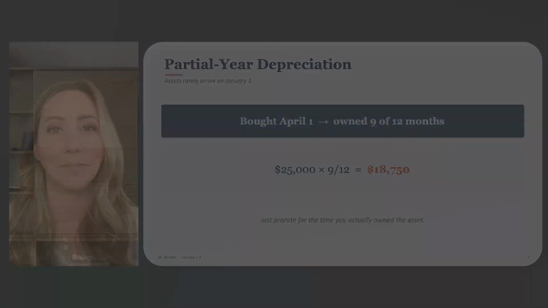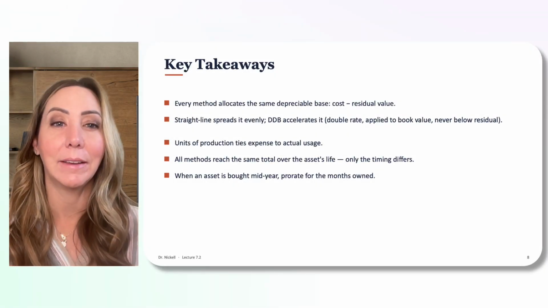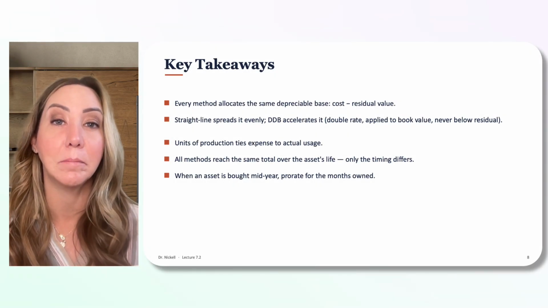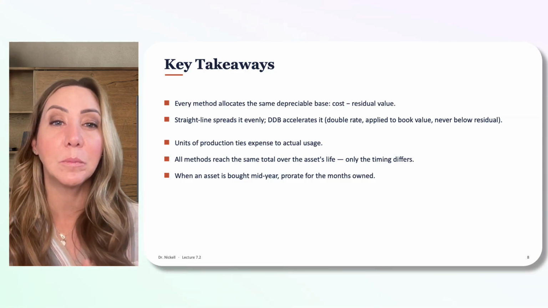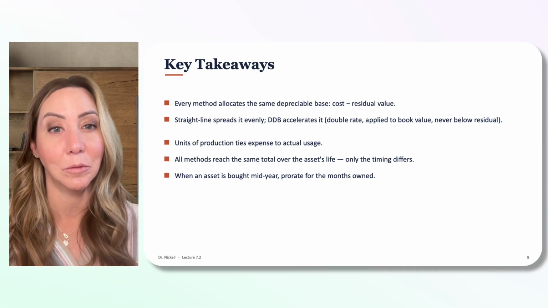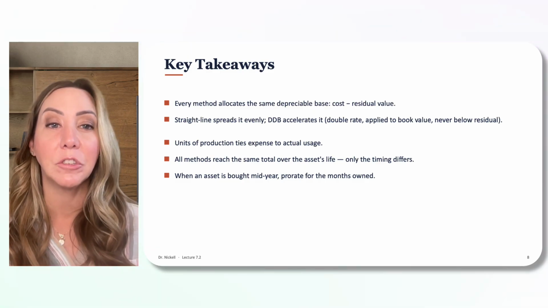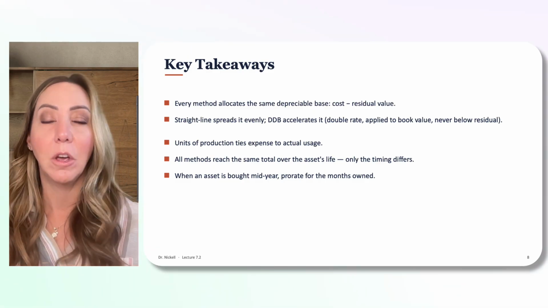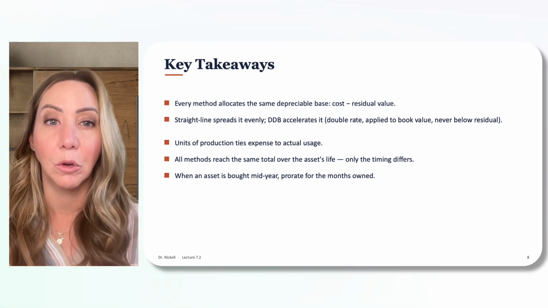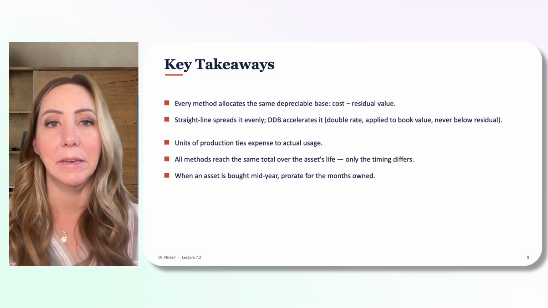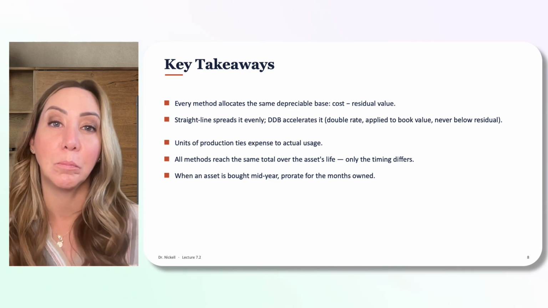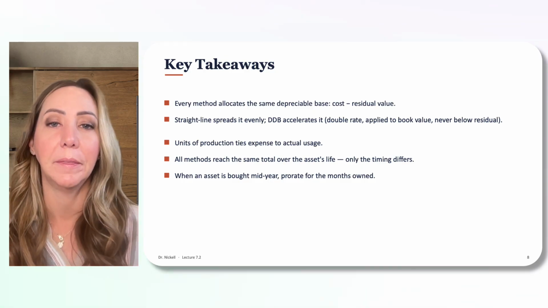To wrap up, every method allocates the same depreciable base, cost minus residual value. Straight line spreads it evenly, double declining balance accelerates it at double the straight line rate applied to book value, never dropping below residual. And units of production ties expense to actual usage. All of them reach the same total over the asset's life, only the timing differs. And when an asset is bought mid-year, we prorate that expense.